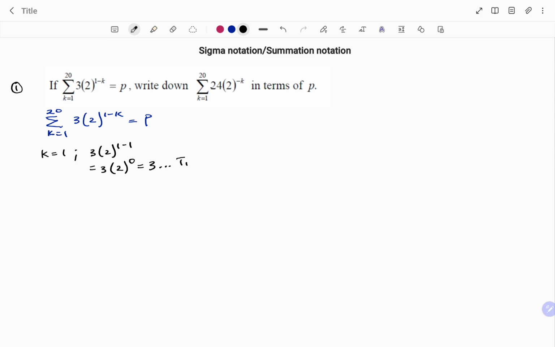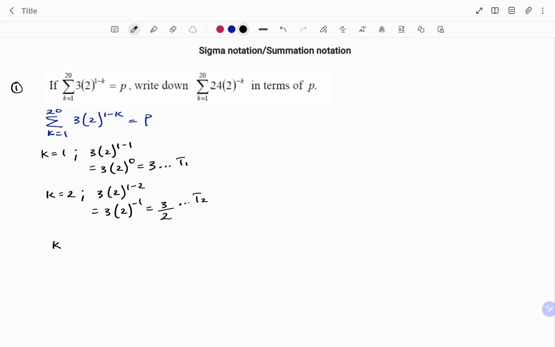If k is equal to 2, we substitute k equals 2. We have 3 times 2 to the power of 1 minus 2. That will be 3 times 2 to the power of minus 1, and that will give us 3 over 2, making our exponent positive. That's the second term, T2.